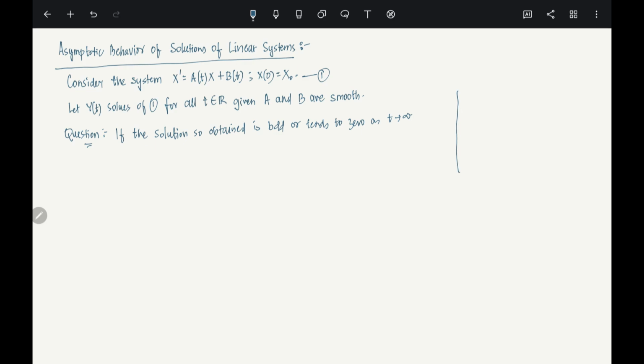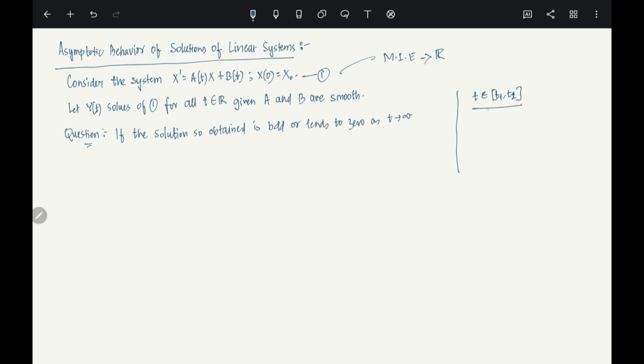Since the maximal interval of existence for this problem is R, provided A and b are smooth, it is valid for all t. So as t tends to infinity also there is a solution. Now we want to see what happens to the solution as t tends to infinity. Why? Because if t lies between, let's say, t1 and t2, what is so special about infinity? Why not 100, 1000, 1 million?